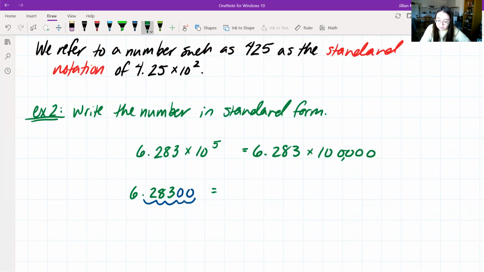And this is going to give us 628300, which is 628,300. So that would be our answer in standard notation.